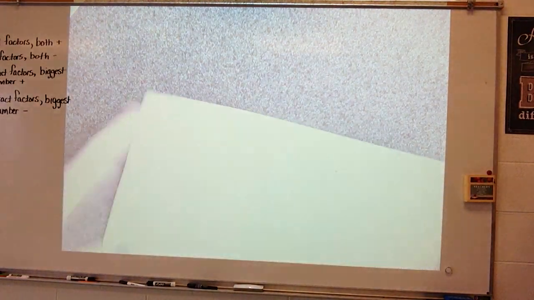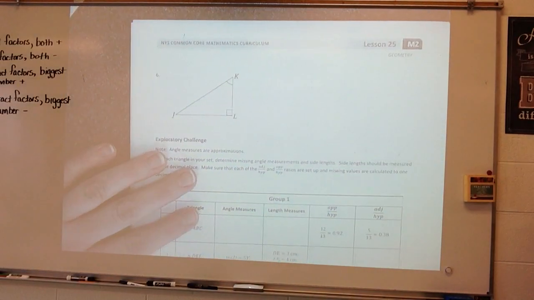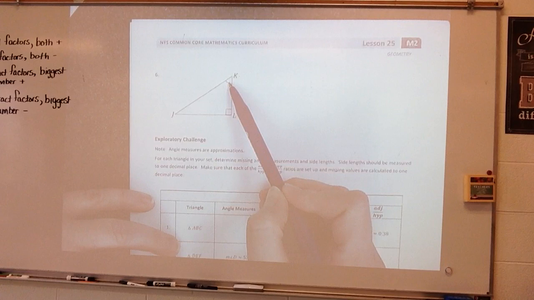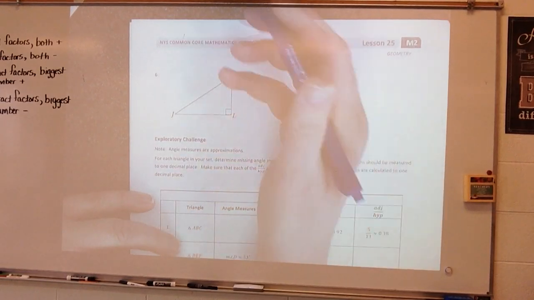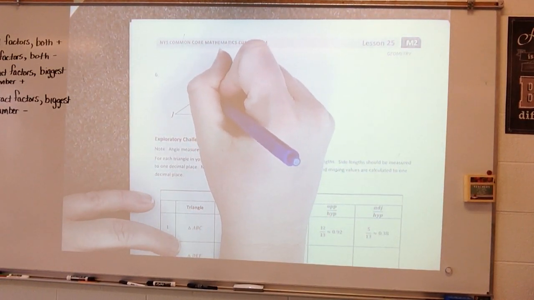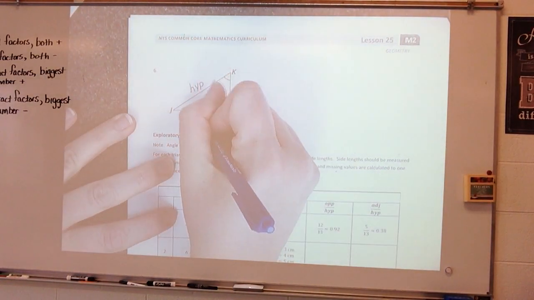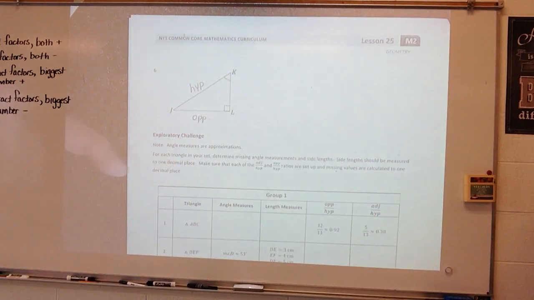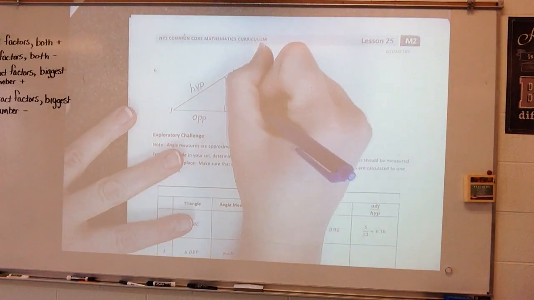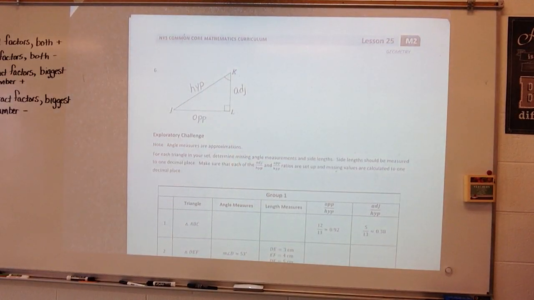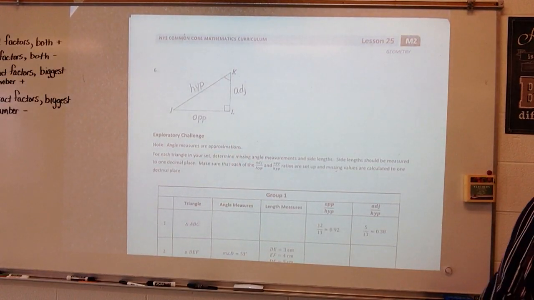Let's look at number 6. All right, number 6, I'm looking at reference to angle K. Hypotenuse straight across from that right angle. So the hypotenuse would be JK. My opposite would be straight across from K. And my adjacent would be the side that helps form K, so that would be KL. All right?